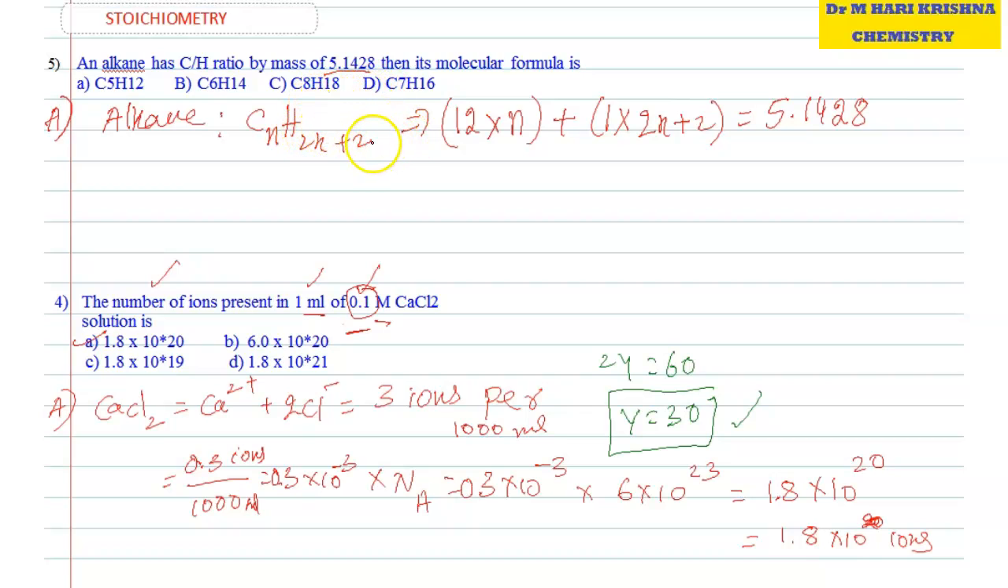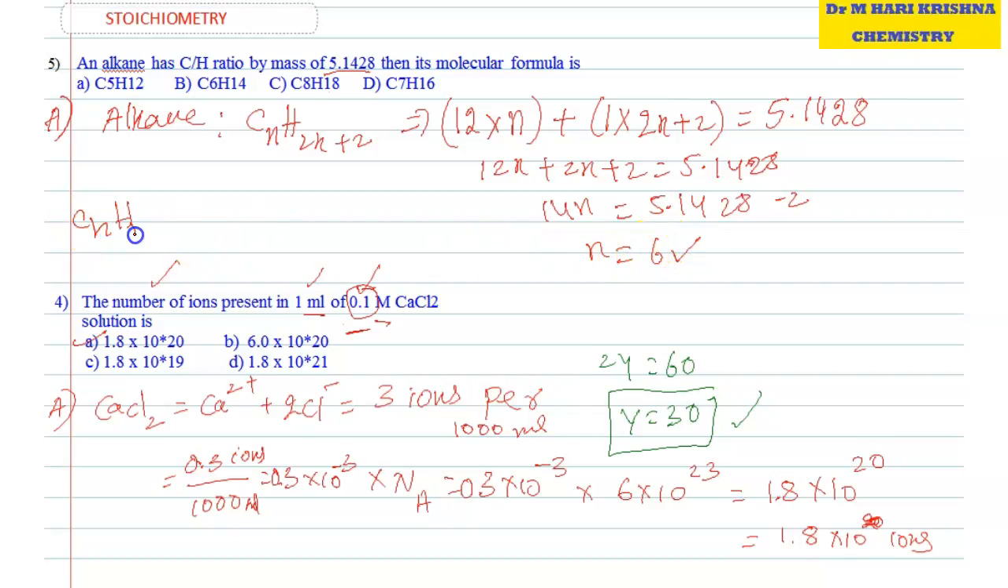So if we calculate that, we get n equal to, so 12n plus 2n plus 2 equal to 5.1428. Then 14n equal to 5.1428 minus 2. So by solving we can get n equal to 6. That means in CnH2n plus 2, if we substitute n equal to 6, then we get C6H14. So this is the answer. B is the correct option.